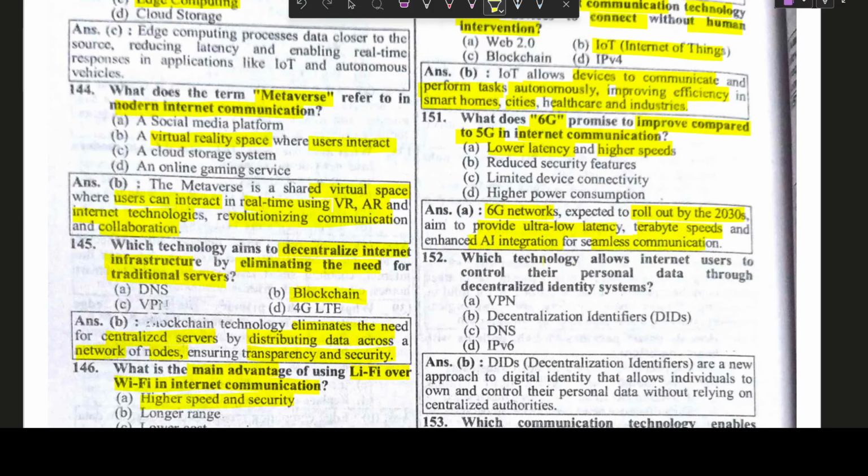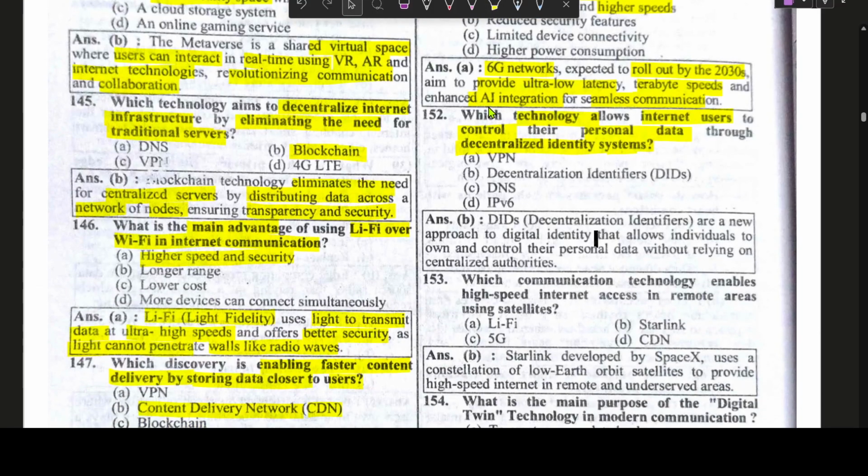So which technology allows internet users to control their personal data through a decentralized identity system? So it's decentralized identifiers, DIDs. DIDs are a new approach for digital identity that allows individuals to own and control their personal data without relying on a centralized authority.